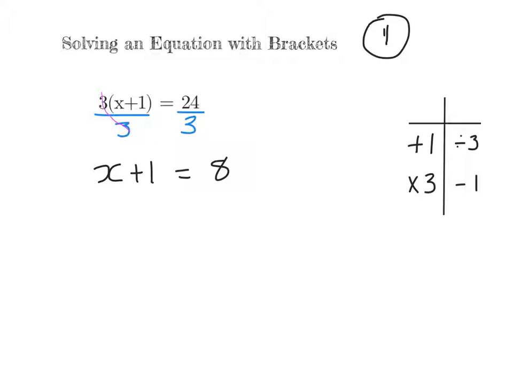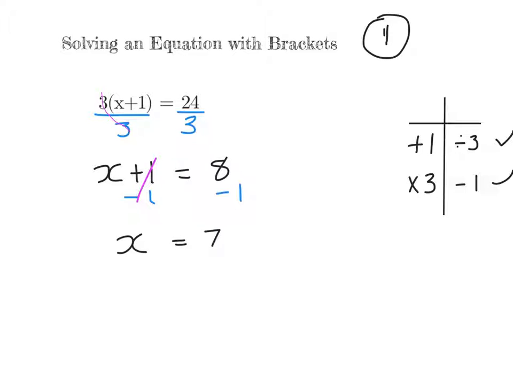Okay, next step on my list. So I've done the first step, and the second step is to take 1 from both sides. So I will do take 1, and the only thing to cancel out will be the plus 1 and take 1 because they are opposites. I'll be left with an x, and 8 take 1 is 7.